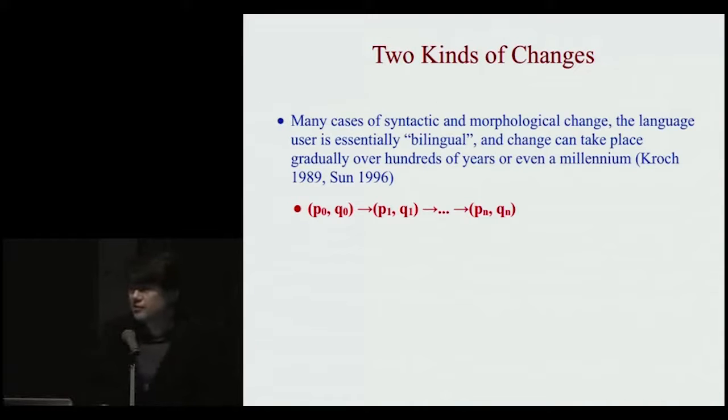If you look at historical linguistics broadly, you see two kinds of changes. One is very familiar. The other is quite recently discovered. One kind of change is that, as in many cases of syntactic and morphological change, language users are essentially bilingual. You have two competing systems, if you will, and that can be viewed as a probability distribution over, say, two grammars. That distribution changes over time, and in many cases the change can drag out for hundreds or possibly even 1,000 years. It's apparent in some cases of word order change in classical Chinese.